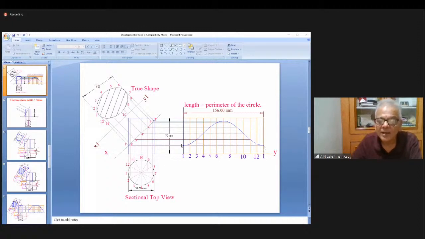Now from 2 dash, draw a horizontal line. It is 2, also 12. 2 and 12 are on the same line, please. When I draw a horizontal line, it is 2, it is 12. Now next is 3 and 11, then 4 and 10, then 5, 9, like that, everything. So through all these points, draw a smooth curve. It should be something like a bow.